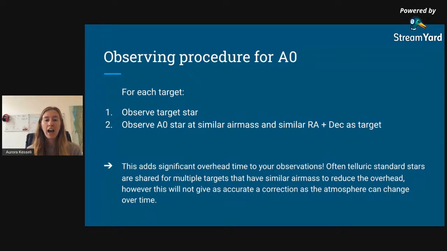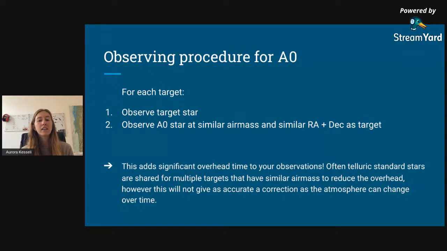Unfortunately, this does add a good amount of overhead time to your observation. So you have to slew the whole telescope to this new star. You have to make sure the star is on the slit. Then you have to observe the star and build up a large amount of signal. And so this can not quite double your observing time, but it can add maybe a third of your observing time. And on a really big telescope, this is wasting a lot of time.